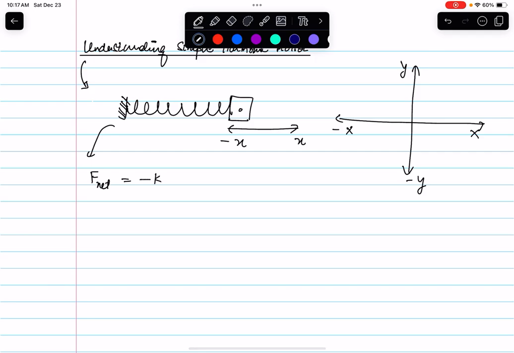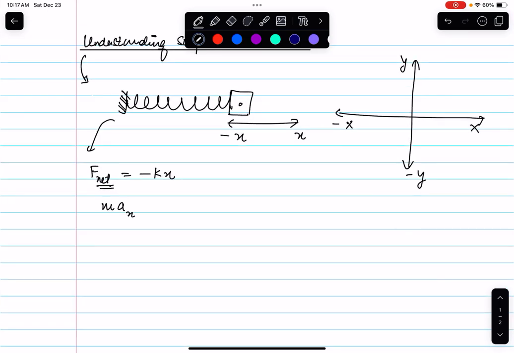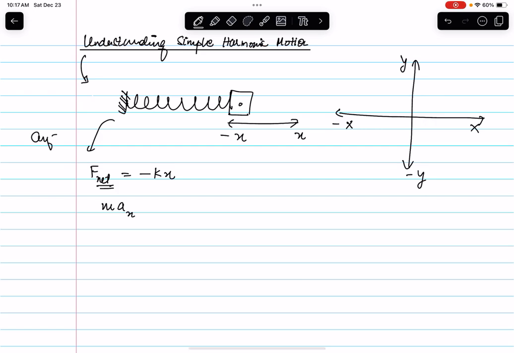Okay? Now, since then, we have seen that the net force acting on this mass is just given in terms of Hooke's law, which is negative kx, and we know that the net force is just the mass times acceleration in the x direction, and that's because the displacement is only in the x direction, right? So that's why the acceleration is in the x direction as well. The acceleration in the y direction in this case will be 0 meters per second squared because the mass is not going up or down. So we don't care about the y direction, okay? Because the displacement only is in the x direction.